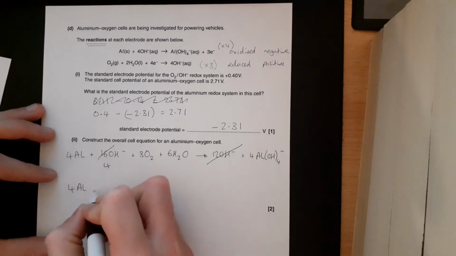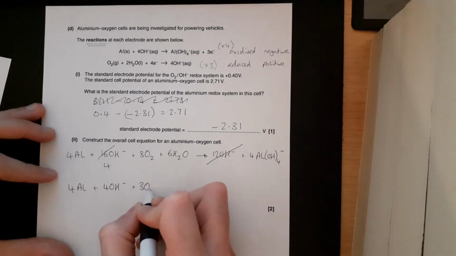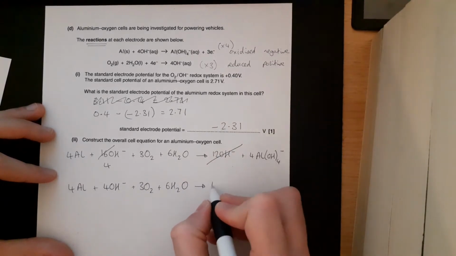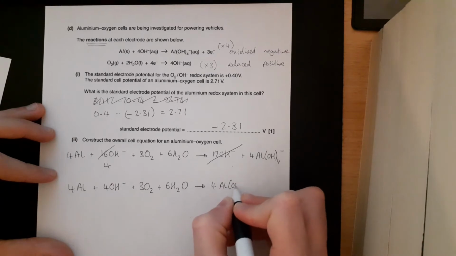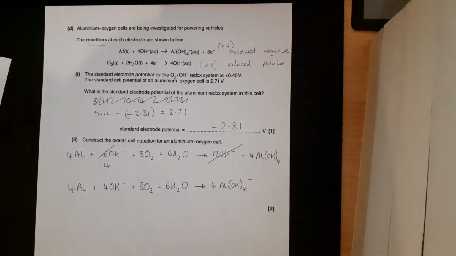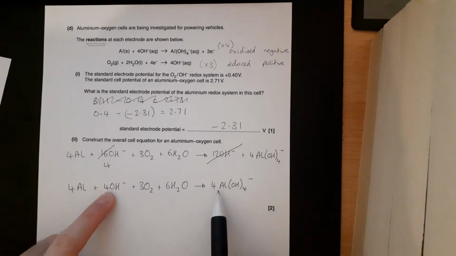So it's neat. 4Al plus 4OH minus plus 3O2 plus 6H2O reacts to make 4Al(OH)4 minus. Let's just check everything's balanced as well. So we've got 4 aluminiums and 4 aluminiums. We've got 4 OH minus ions.